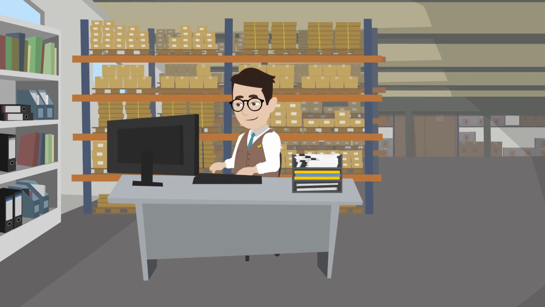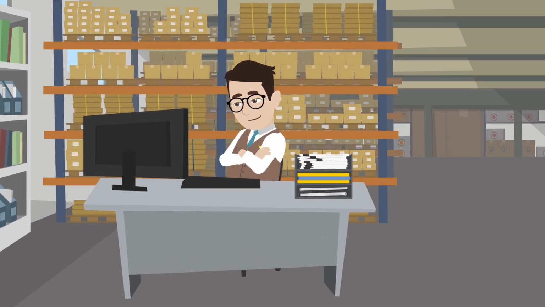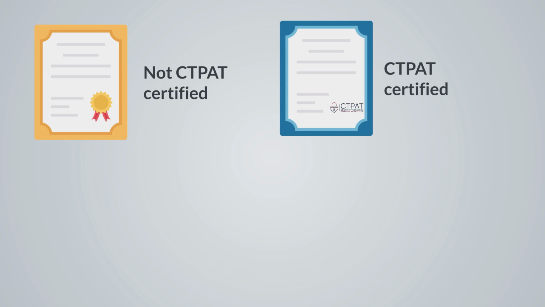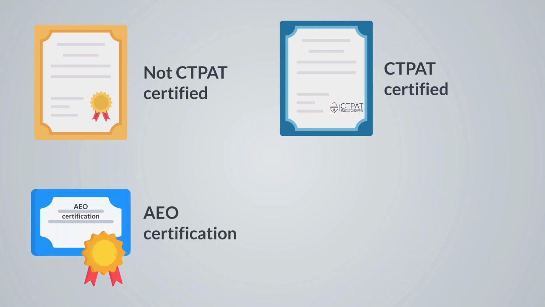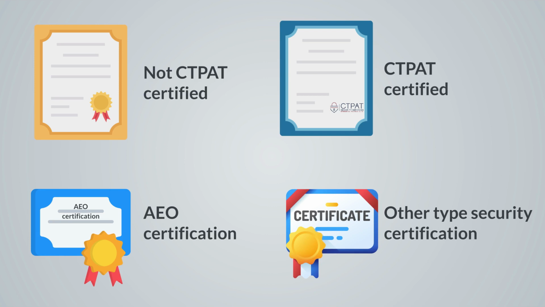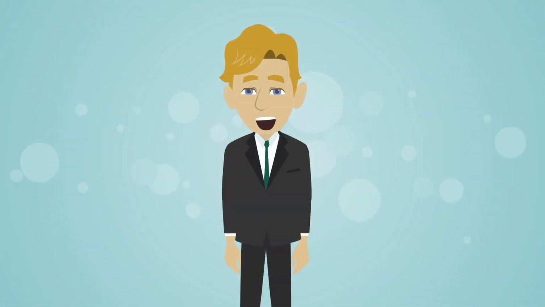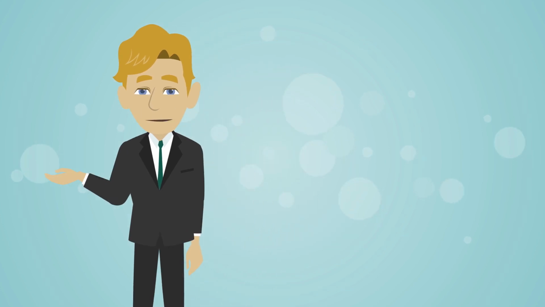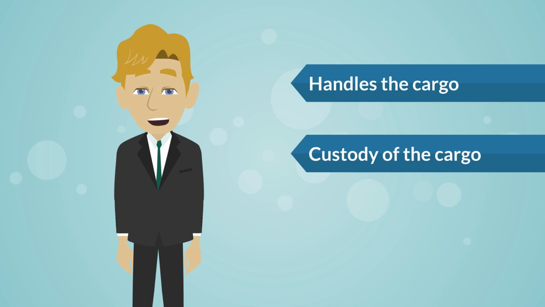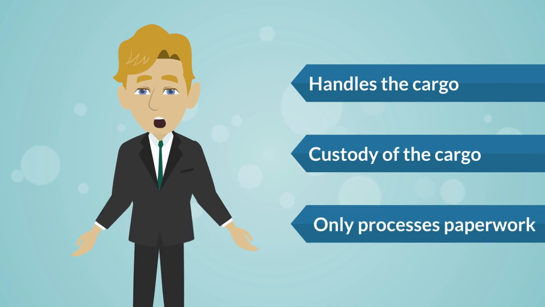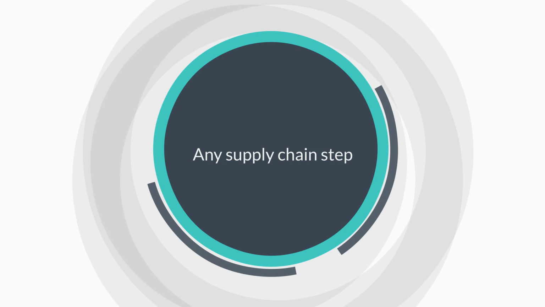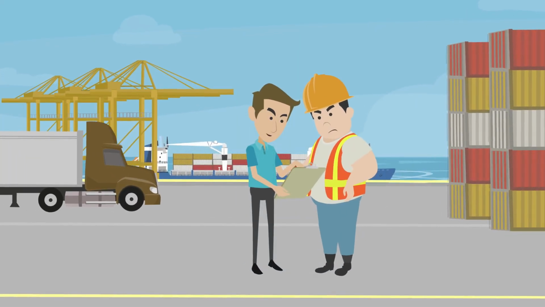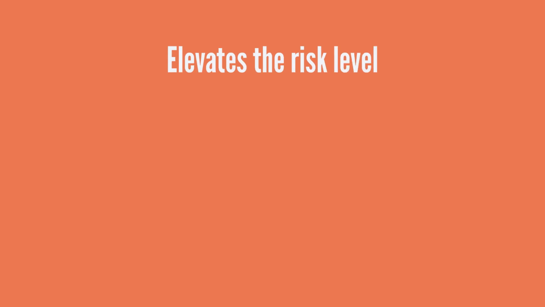You must also indicate the certification status for each supply chain partner, such as noting that they are not CTPAT certified, or that they are CTPAT certified, or that they have an AEO certification or some other type of supply chain security certification. For each supply chain step, you must indicate whether that business partner handles the cargo, has custody of the cargo, or only processes paperwork. Any supply chain step where the business partner has custody of the cargo or handles the cargo elevates the risk level.